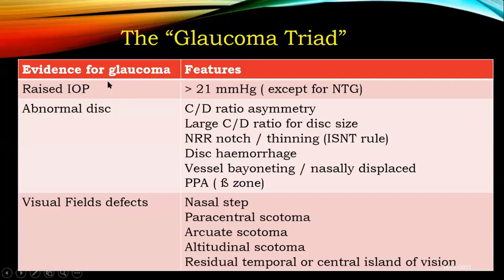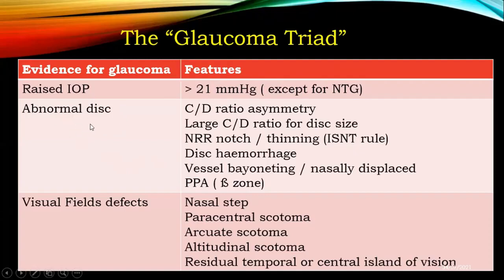As I said, raised intraocular pressure is not synonymous with glaucoma. Here raised IOP is one feature, where the intraocular pressure is more than 21 millimeters of mercury. The normal range is about 10 to 21. If it is more than 21, we consider it as high intraocular pressure, and that can be seen in glaucomas except for normal tension glaucomas.